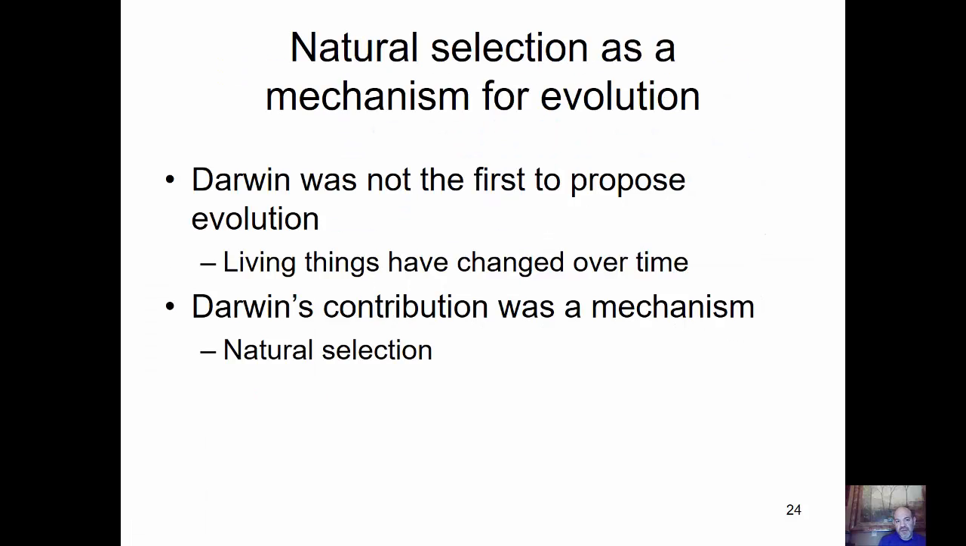So one of the key things here is that other people had thought that life on this planet had changed over time. But the difference here was that Charles Darwin provided a mechanism for how that change occurred, and that's when this idea actually became a science. Because when you provide a mechanism, which he called natural selection, now you can actually test that mechanism. So it provides a model for testing, which fits with the process of science.